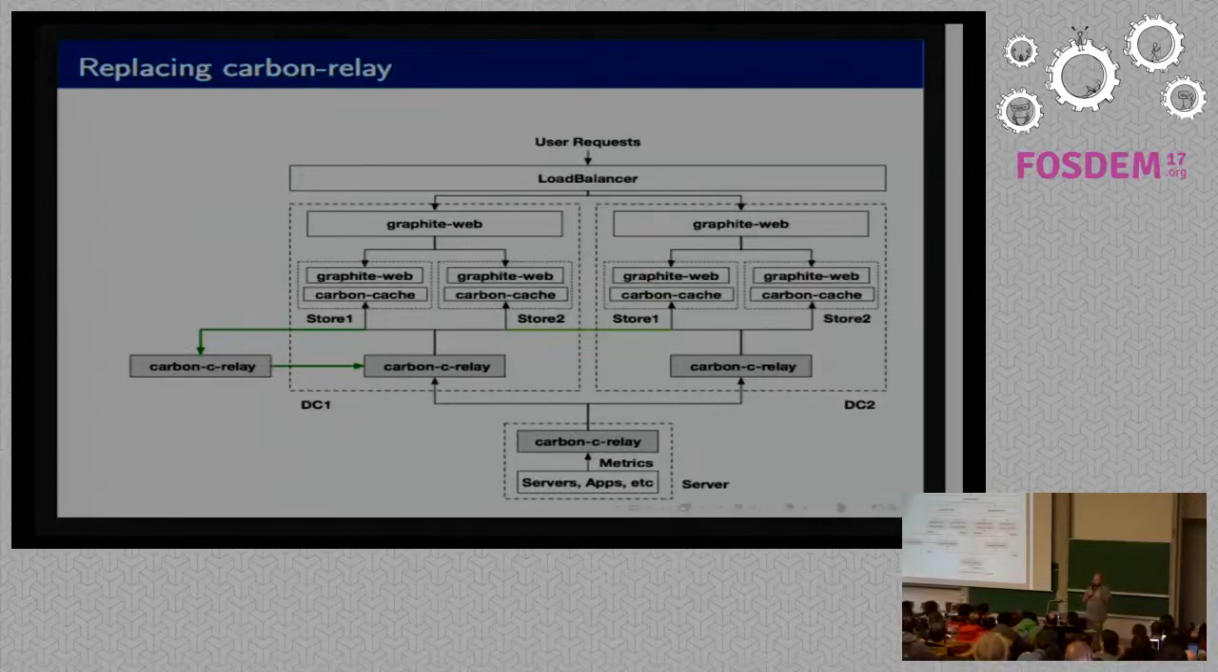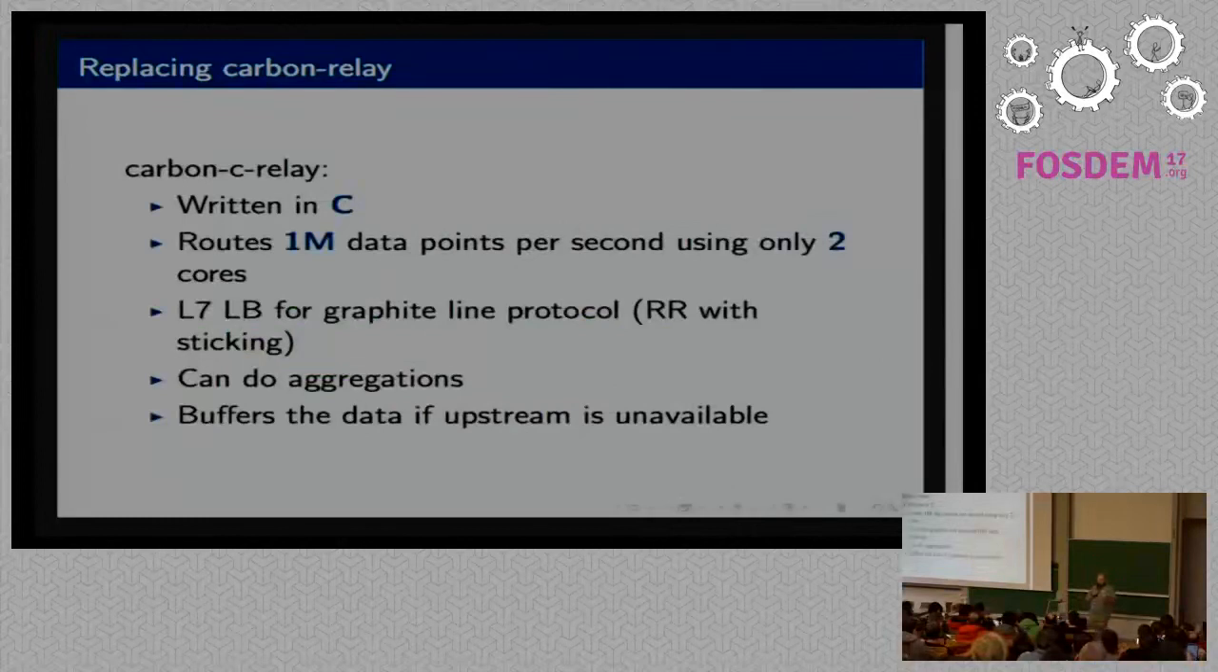Then we set up centralized carbon-c-relay boxes, several per environment, which handle the actual load balancing, and they also do the copy to the second data center and all the replication.